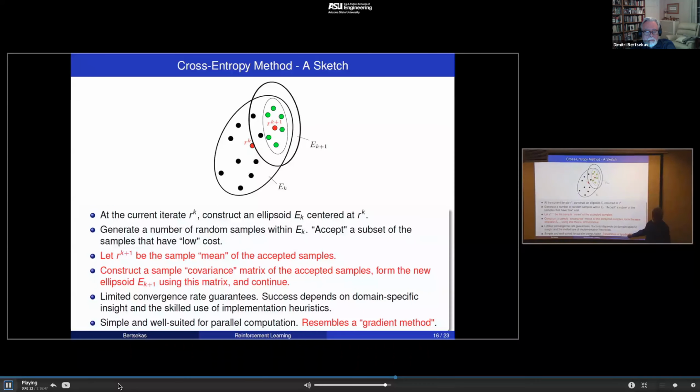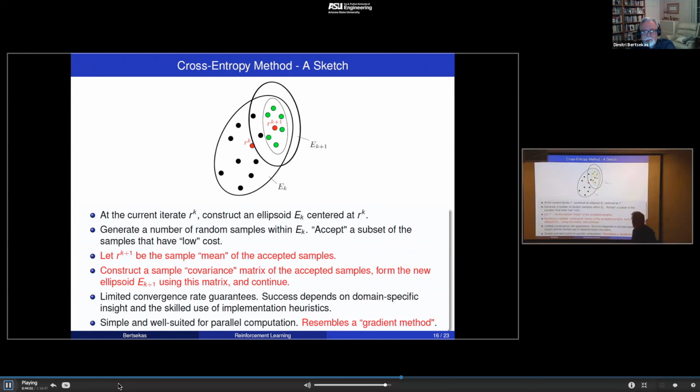Moreover, it's very well suited to parallel computation. Why is that? Because these points can be generated and evaluated in parallel, right? So that's easy. And there's an interesting point of view here. This method resembles the gradient type of methods that we have been discussing. Why does it look like a gradient method? What is common with gradient methods?